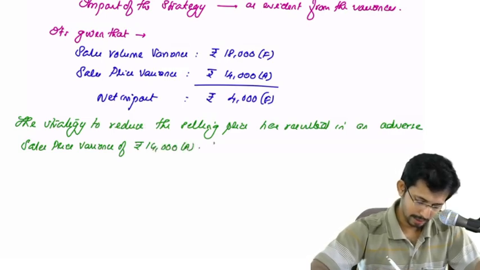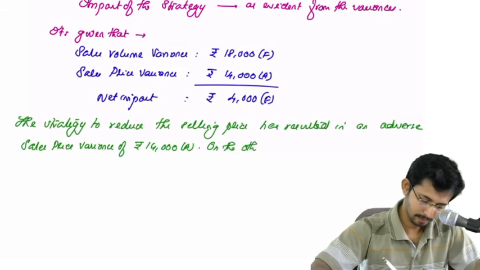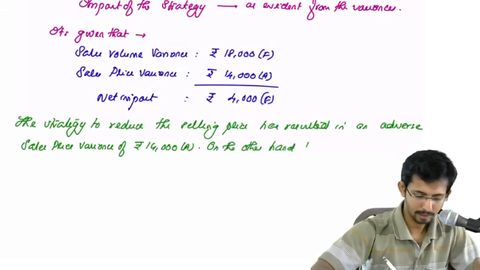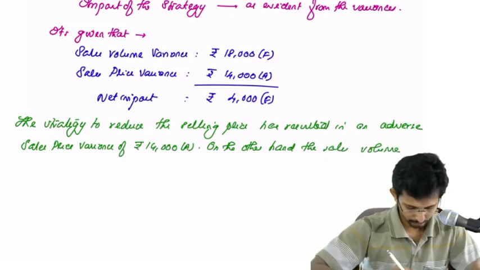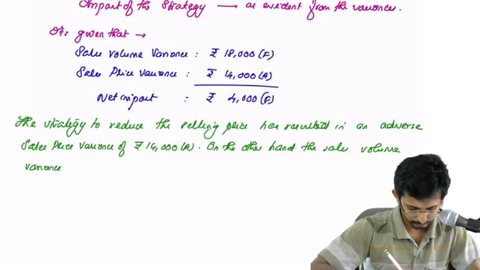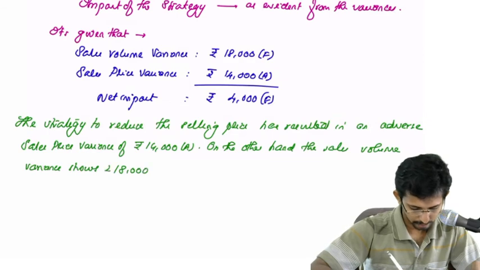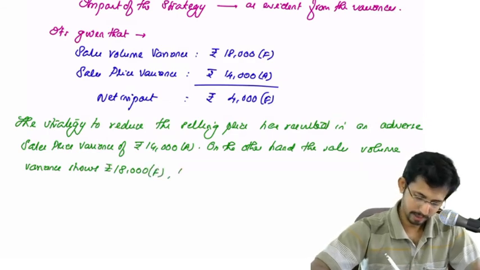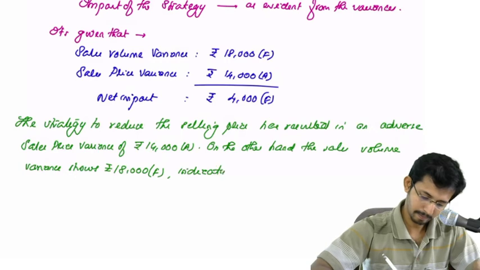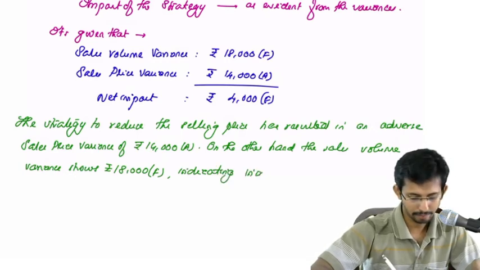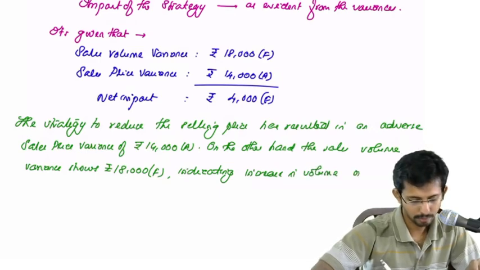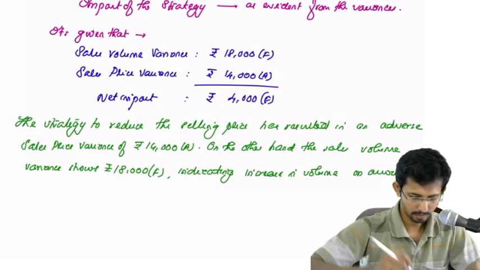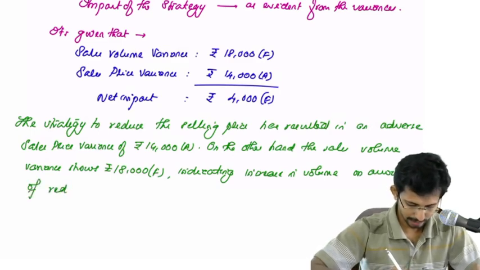Okay, on the other hand, the sales volume variance shows 18,000 favorable, indicating increase in volume on account of reduction in selling price.